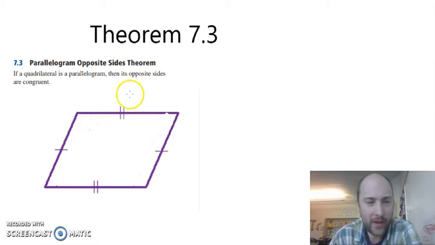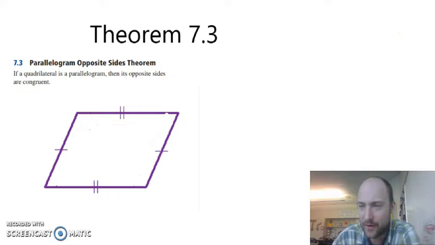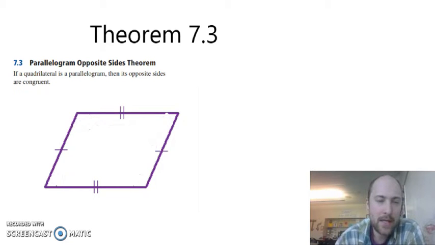You have the privilege of learning about Theorem 7.3 and 7.4 right now. We're going to start with 7.3. Here it is. It's the parallelogram opposite sides theorem. Say that 10 times fast. Good luck. It says that if a quadrilateral is a parallelogram, then its opposite sides are congruent.